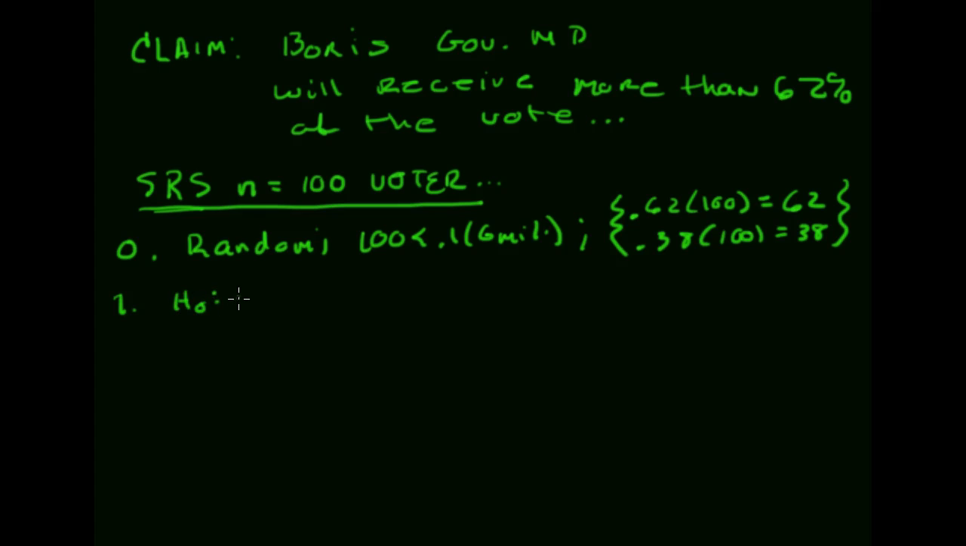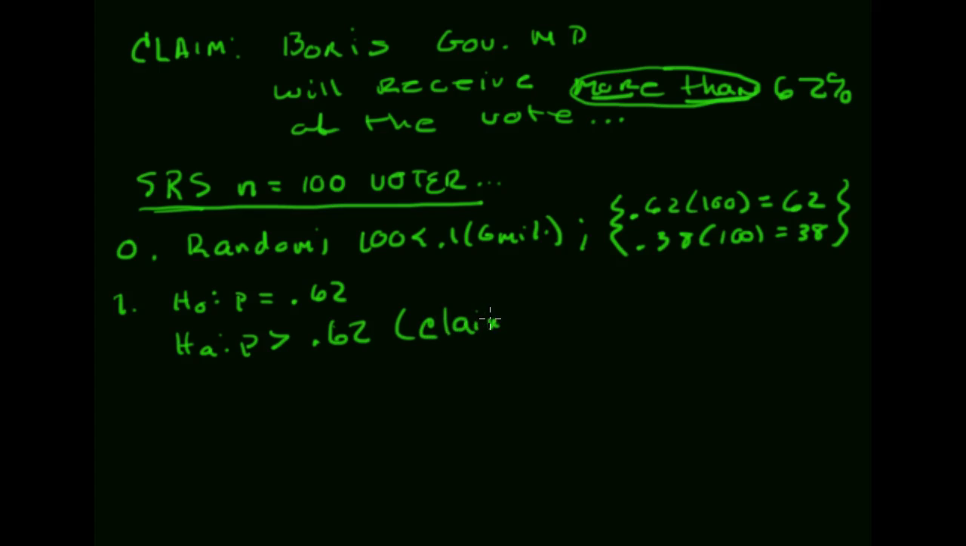Okay, so I have to set up some testing hypotheses. H null has to be that the actual proportion is 62%. Because I am working with this "more than" here, I'm going to set up my alternate hypothesis to be that. Note, my alternate hypothesis is the claim. Next, I'm going to set my significance level at 0.05. That is opposed to 95% confidence, which would be a 0.05 level of significance.